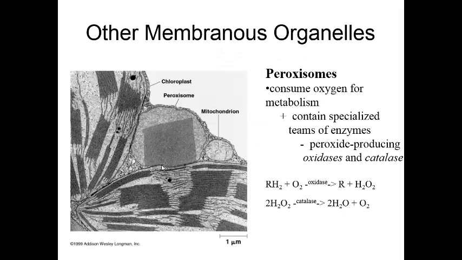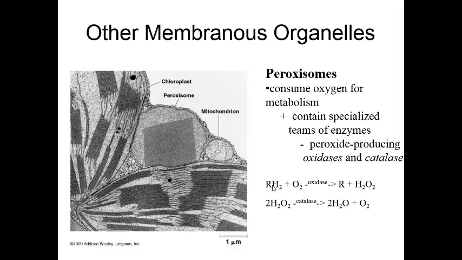Another organelle as part of the endomembrane system is the peroxisome. The peroxisome contains two enzymes, one called oxidase and one called catalase. The major function of the peroxisome is to perform a particular oxidation reaction called beta oxidation.